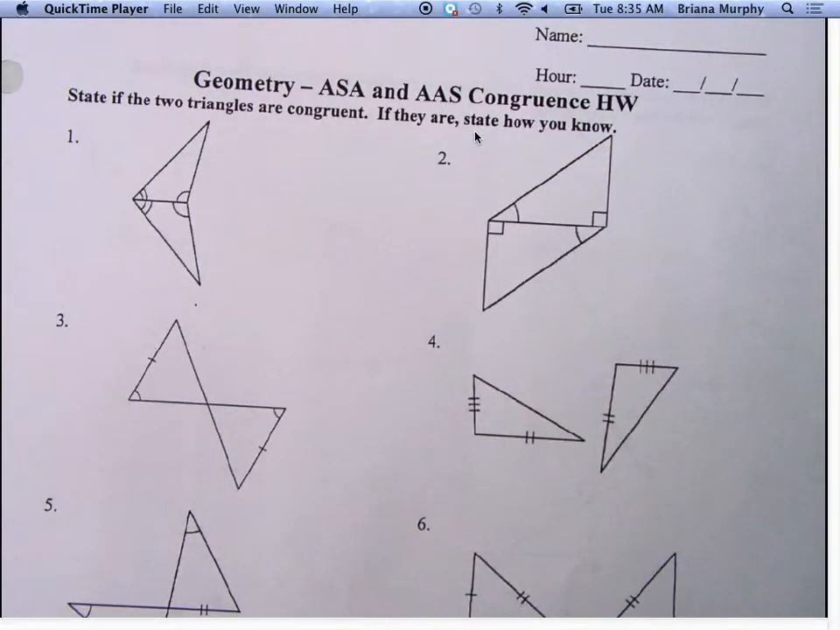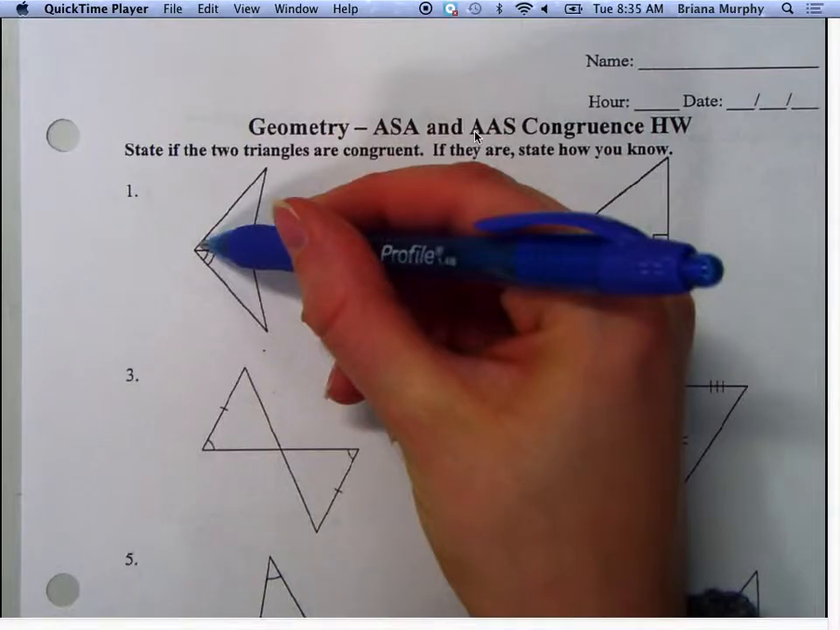All right. I've got angle, side, angle, or angle, side. So I'm just going to state if the 2 triangles are congruent. If they are, how do you know? This is just like Friday's homework. If we look at the first one, we've got an angle, this included side by reflection, and another angle. So they're congruent, and it's by angle, side, angle.